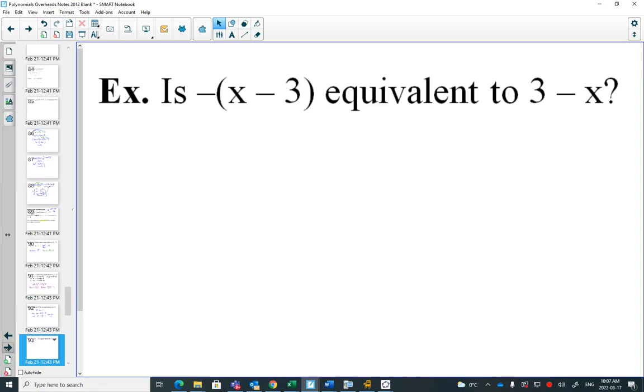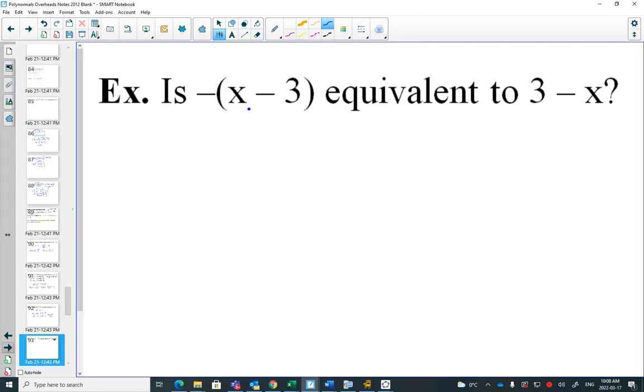Are these equivalent? Okay. If you want to say yes, then you have to simplify them to show that they're the same. If you want to say no, you have to find an x that you plug in that doesn't work. It's not the same. So what number are you putting in? 4. What is 4 minus 3? 1. Times the negative would be? Negative 1. What is 3 minus 4? Oh, wait, those ones work. So maybe you have to try a different number.